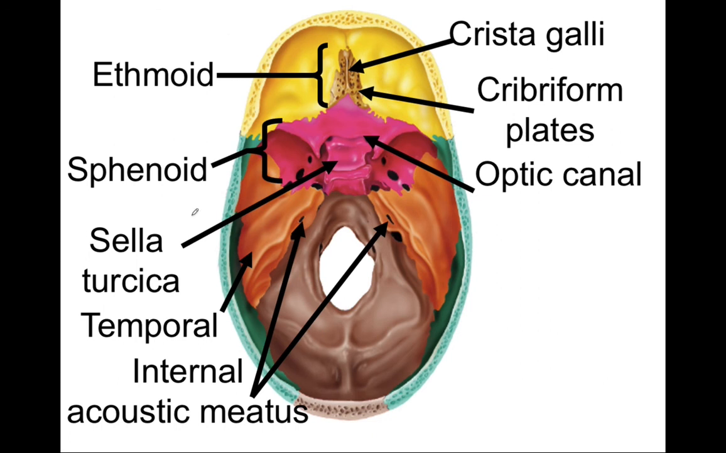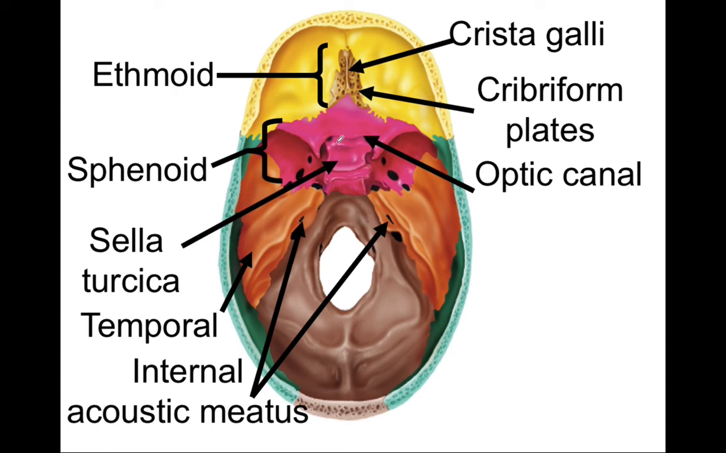Now the sphenoid bone will only have 2 structures that we need to be aware of. Specifically, the optic canals, of which there are 2, and the sella turcica, of which there is just 1. The optic canals can be found here. And the purpose of the optic canals is to give the optic nerve the ability to travel out to the eyeball so that we can bring vision information back to the occipital lobe of the brain.